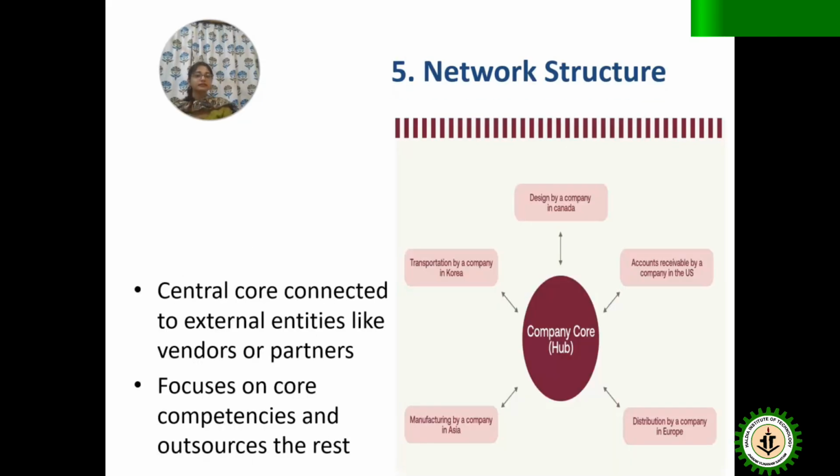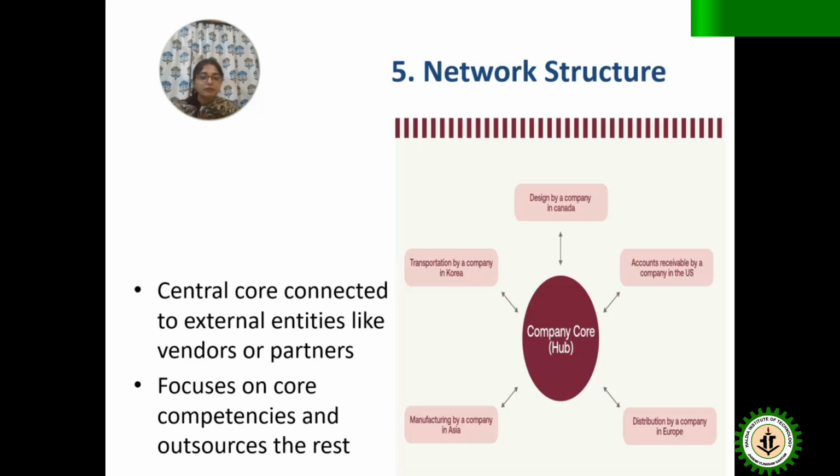Next is the network structure. Now, a network structure is the act of joining the efforts of two or more organizations to deliver one product or service. Here, teams are built from full time employees as well as freelance specialists. Such approach allows companies to adapt to market changes and obtain the skills they need quickly.